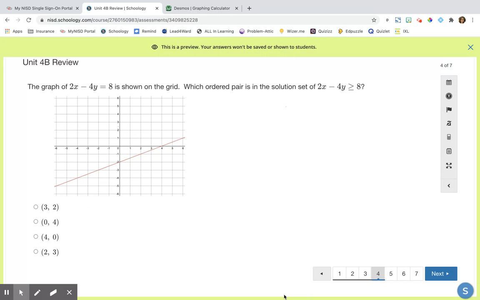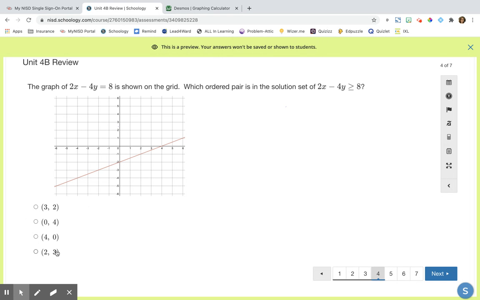Okay, the graph of 2x minus 4y equals 8 is shown on the grid. Which ordered pair is in the solution set of 2x minus 4y is greater than or equal to 8? And then it gives us our points. So see on here, it's just a line. It only has the equal sign. But what they're saying is if I were to change that equal sign to a greater than or equal sign, which one of these points is going to be in the solution set?